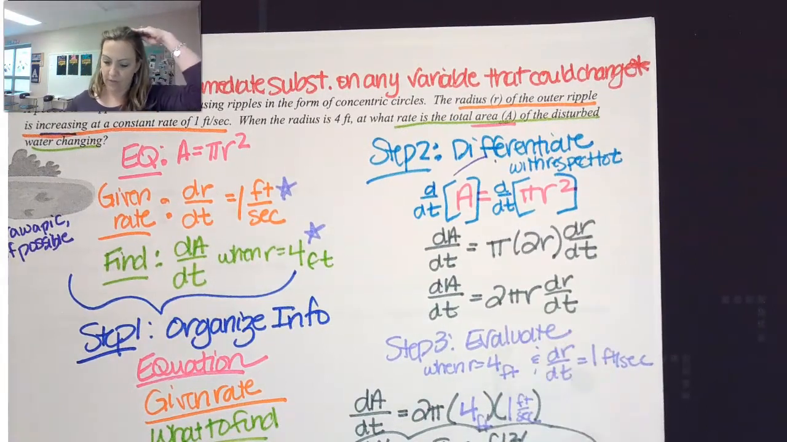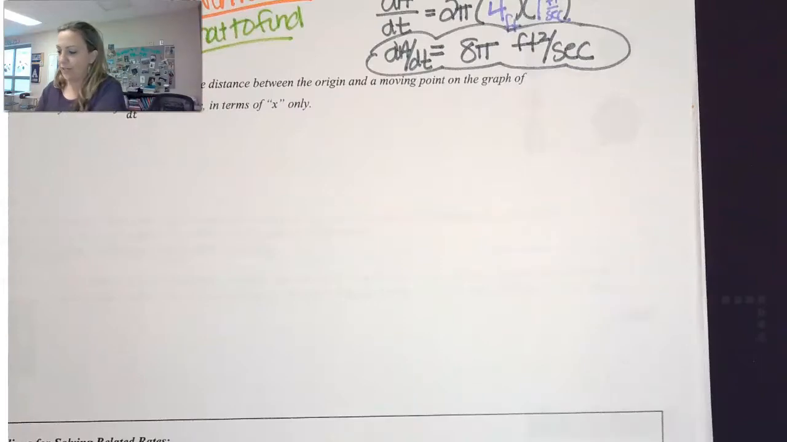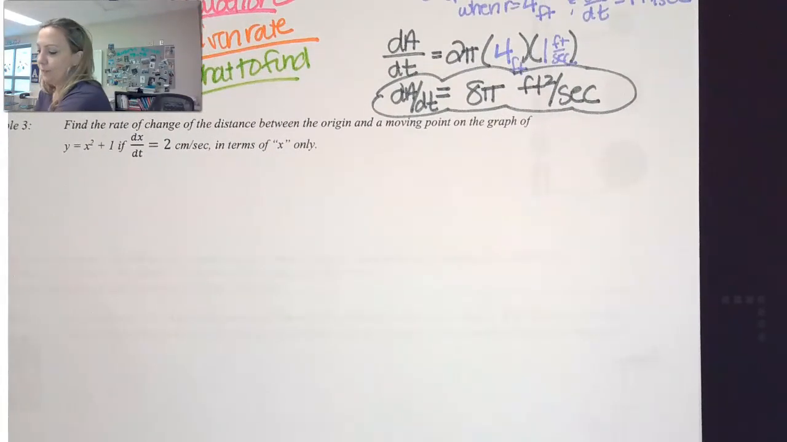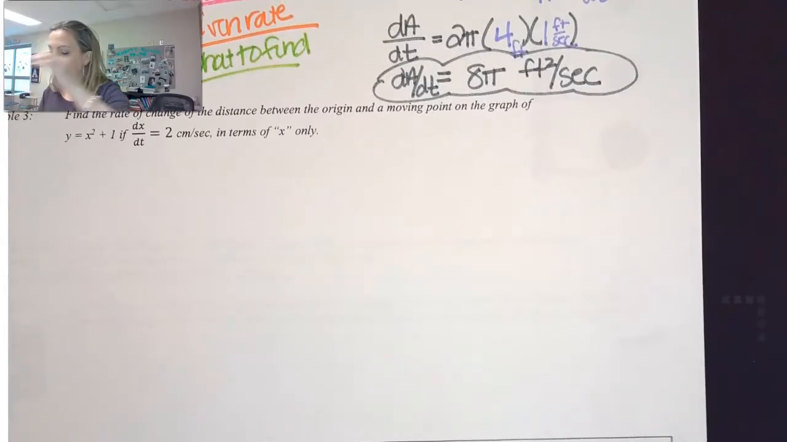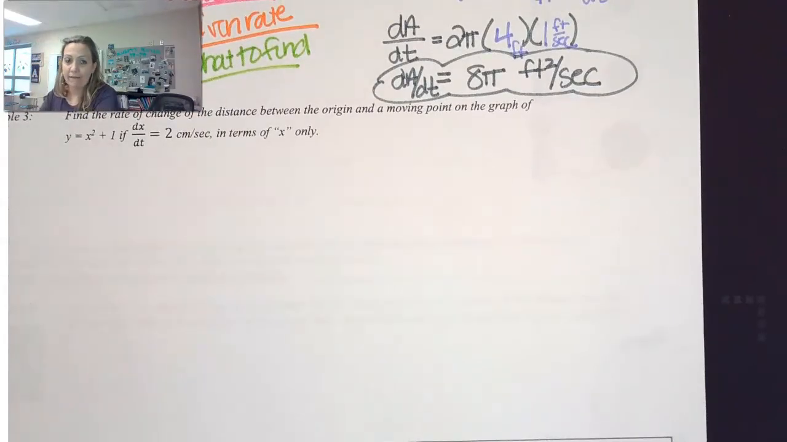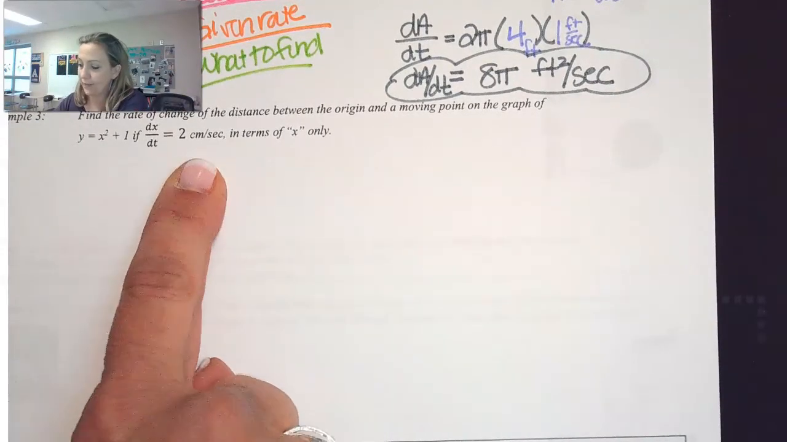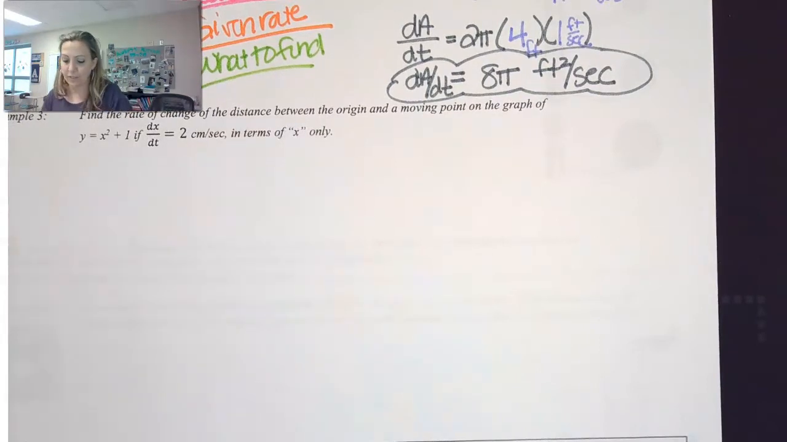Okay. So example 3, let's try another one. Find the rate of change of the distance between the origin and a moving point on the graph of y equals x squared plus 1 if dx dt equals 2 centimeters per second. And this one wants it in terms of x only.